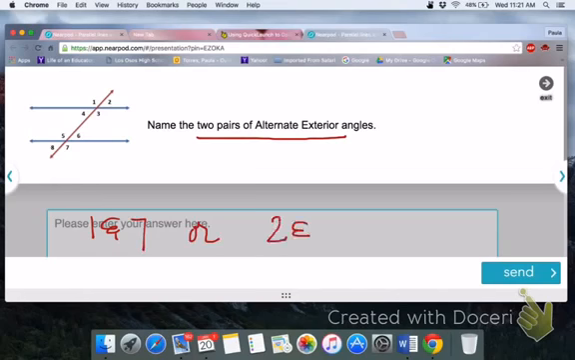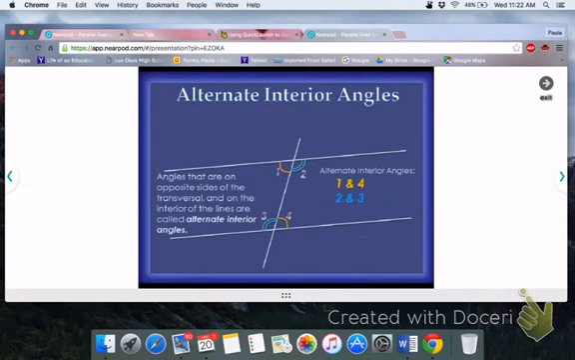And 2 and 8. So now I want to talk about alternate interior. Remember that interior means that they have to be inside the parallel lines. So that's everything that's in here. And then alternate still means that they're on opposite sides of the transversal.